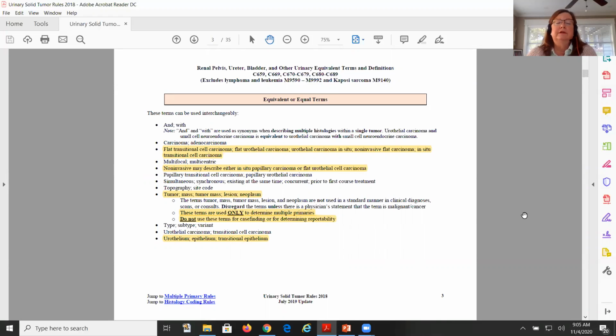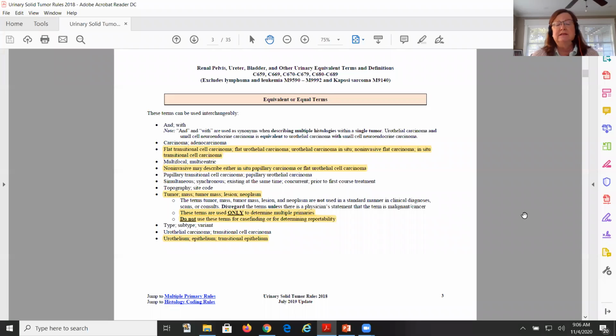Equivalent terms. Flat transitional cell carcinoma is another name for transitional cell carcinoma NOS, the 8120 code. So you can have flat carcinoma, that would be the 8120/3, and the flat carcinoma in situ would be your 8120/2. Non-invasive may describe either in situ papillary carcinoma, 8130/2, or flat urothelial cell carcinoma, 8120/2.